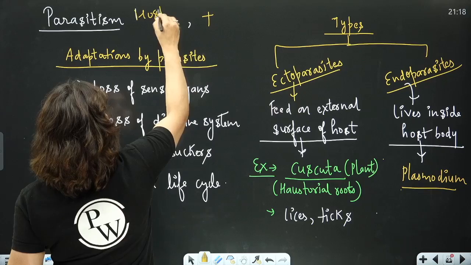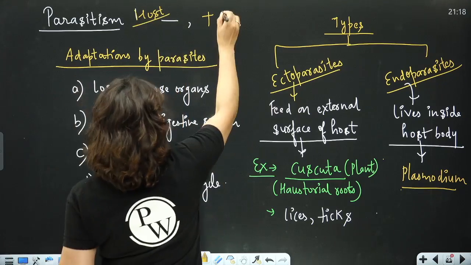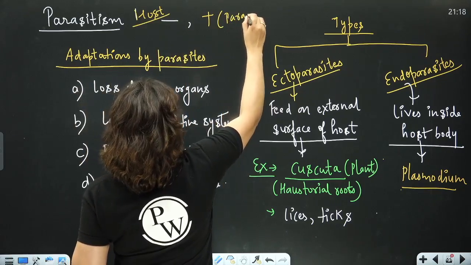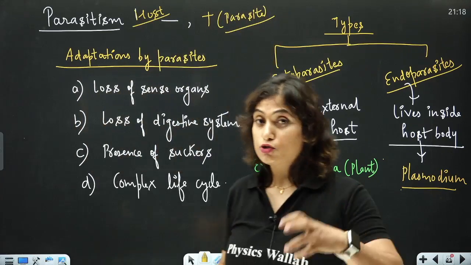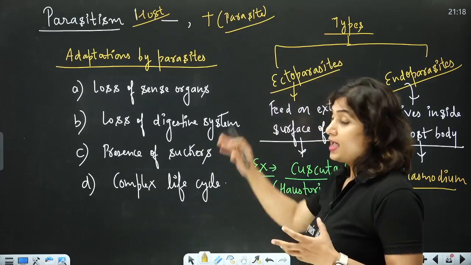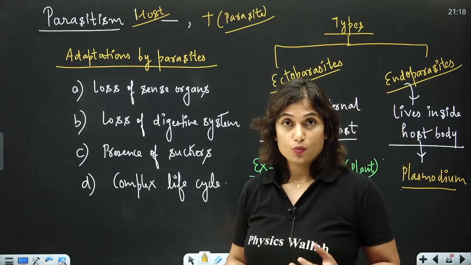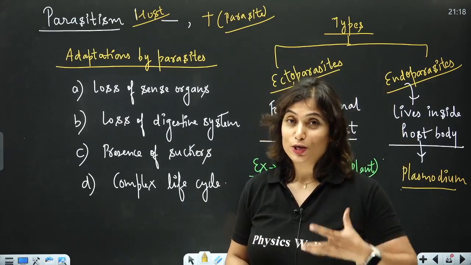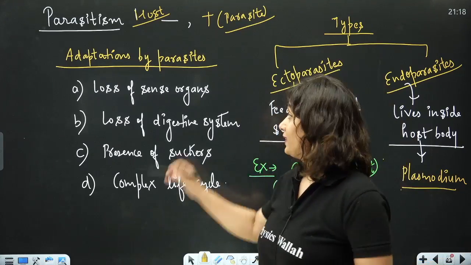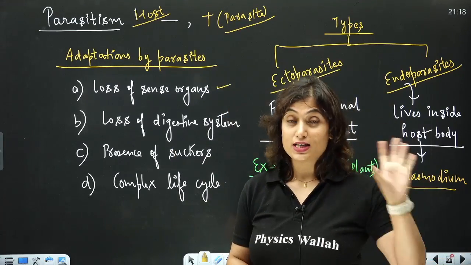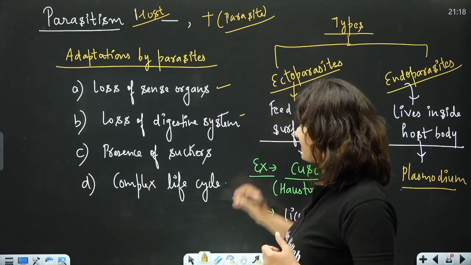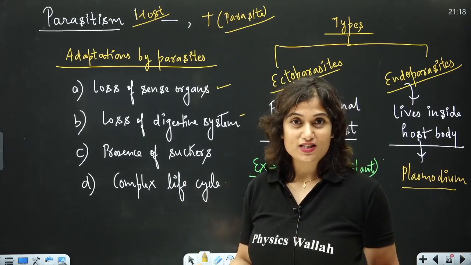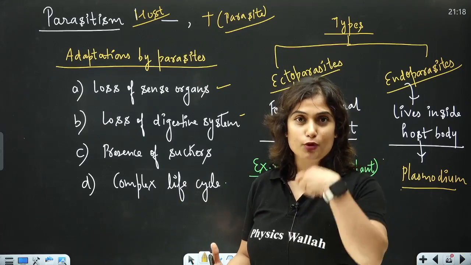So the organism which is harmed is the host and the organism which is getting benefited is the parasite. The parasite takes nutrition from the host. There are certain adaptations seen in parasites during the course of evolution. The parasites have lost their sense organs because they are totally dependent on their host. They have also lost their digestive system because they take nutrition from the host.